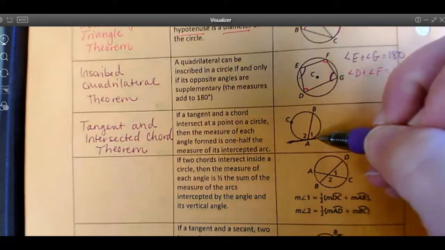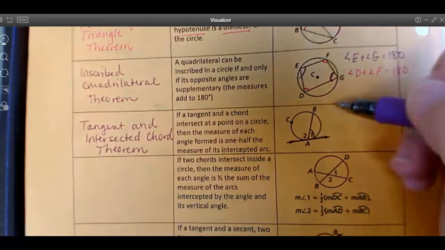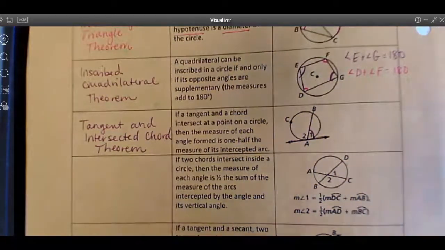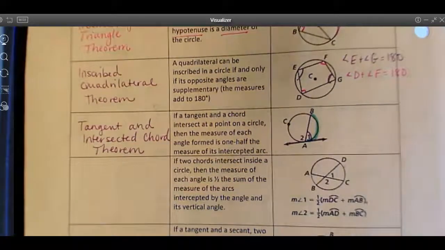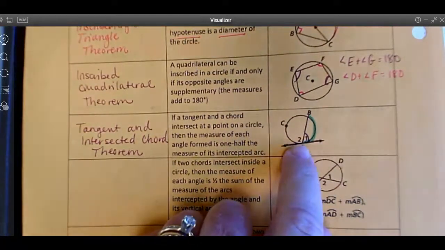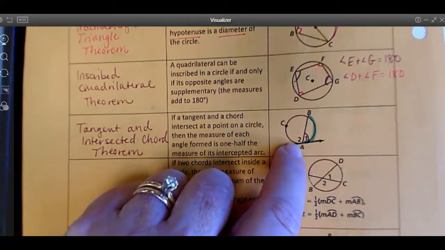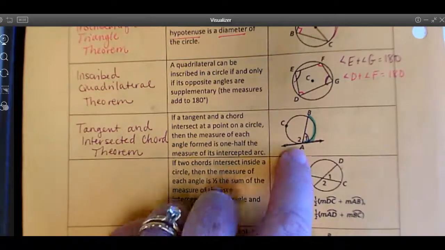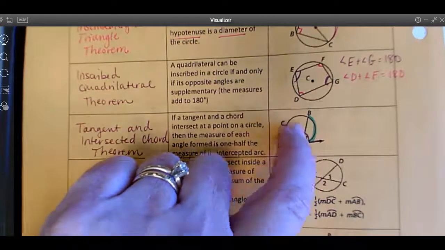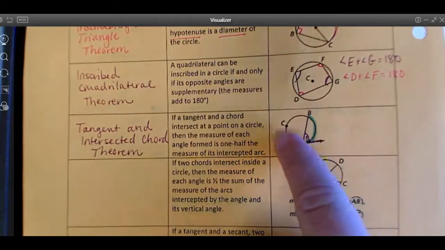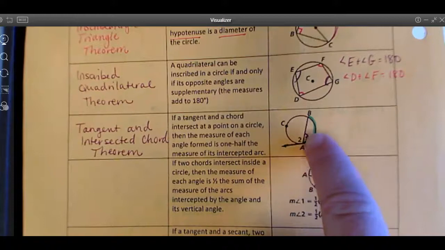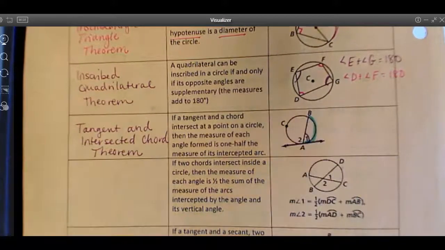if I know angle 1, that this arc right here is twice the size of angle 1. That's what it's telling you. And we'll look at some problems that will show you that. But it makes sense. That's kind of what it was saying up there. That angle is just half the size of that arc. And same thing is true about angle 2 and that arc. Angle 2 is half the size of that arc. We'll look at some problems about it.